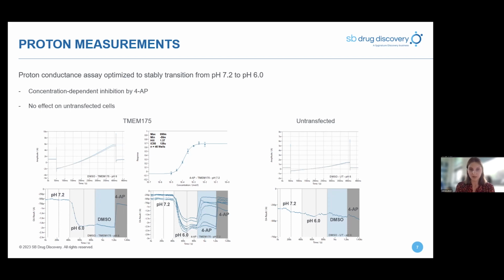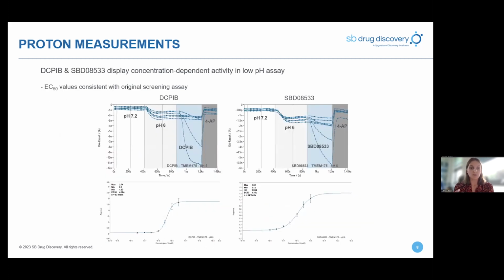So we took this assay a little bit further, and as opposed to blocking the signal, we wanted to enhance the proton conductance, and we did that with the use of DCPIB as well as our preferred SB compound. We found that EC50 values were pretty consistent with the original screening assay. Here, DCPIB was pretty consistent and concentration dependent when pH 6 was dropped and different concentrations of DCPIB were applied. It was nicely plotted on the graph with a nice EC50 value, and all those currents were blocked by 4AP. Similar situation with our SB compound, also quite a nice concentration response curve.